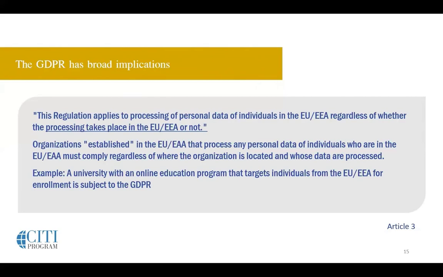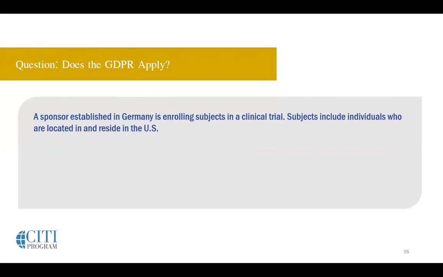So I do have an example up here now: a university with an online education program that targets individuals from the EU/EEA as students for enrollment. That is subject to the GDPR because they're targeting people in Europe. So here, suppose you have a sponsor that's established in Germany, and this sponsor is enrolling subjects in a clinical trial. Subjects include individuals who are located in and reside in the US. So suppose this sponsor has contracted with investigators to enroll subjects in the US. Do you think the GDPR applies to this?